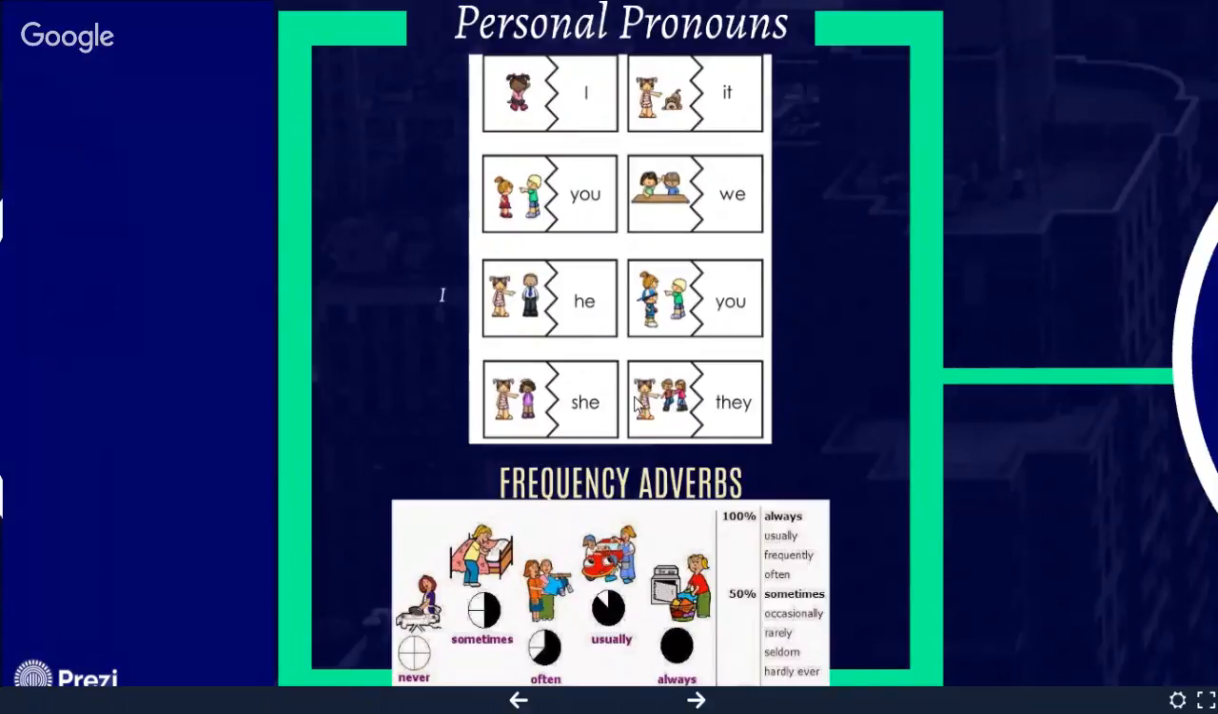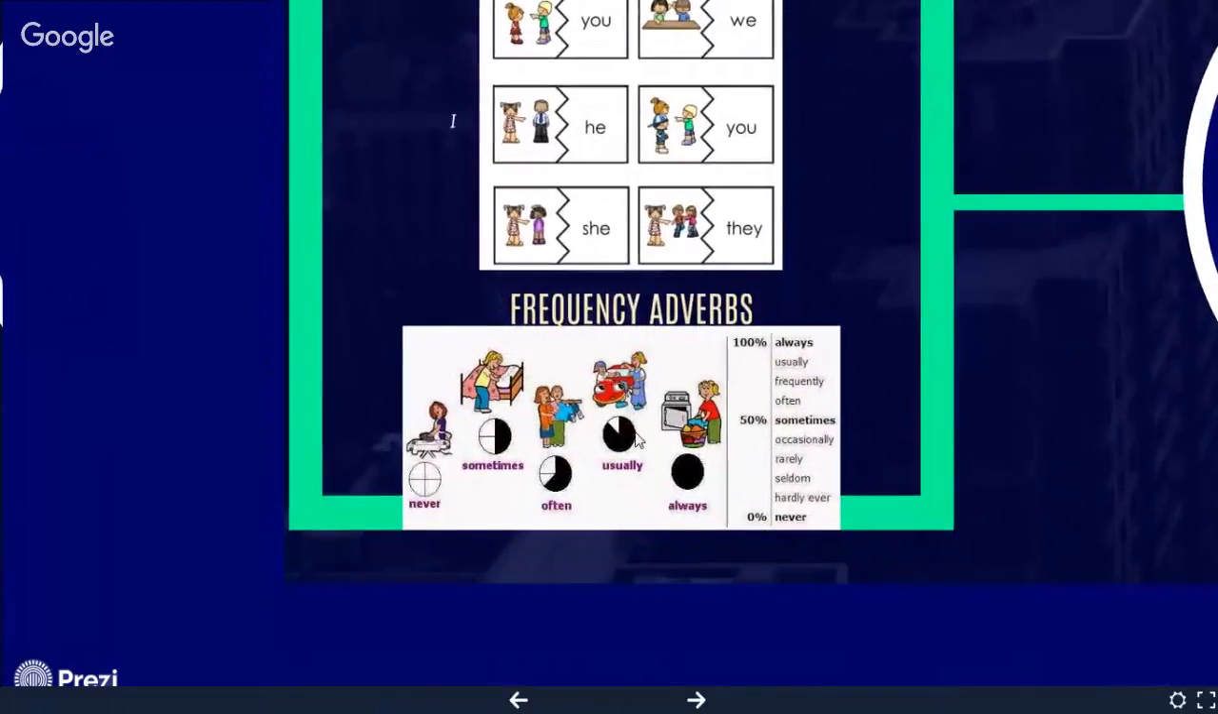After the personal pronouns, we have to learn frequency adverbs. In frequency adverbs, we have 1, 2, 3, 4, 5. In this case, they are some common ones, but there are more frequency adverbs. For example, here we have others: always, usually, frequently, often, sometimes, occasionally, rarely, seldom, hardly ever, and never. Okay, but here there are only 6: never, sometimes, often, usually, and always.